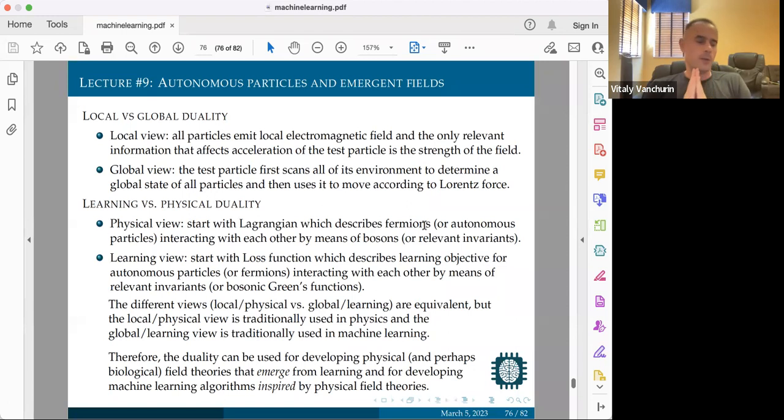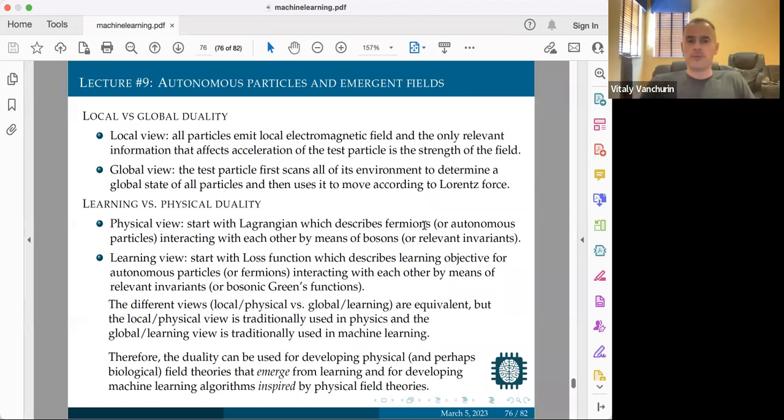This is a view that comes from physics. This is how physicists construct theories. They say, okay, what should be the local law of emitting the field? That's the Maxwell equations. And once I have this field, what should be the law to move? That's the Lorentz force law. So it's determined. Experimentally, it was determined what the two laws are.